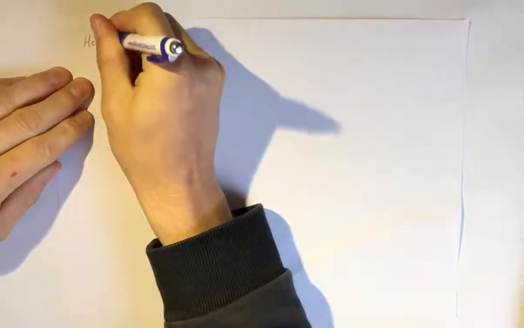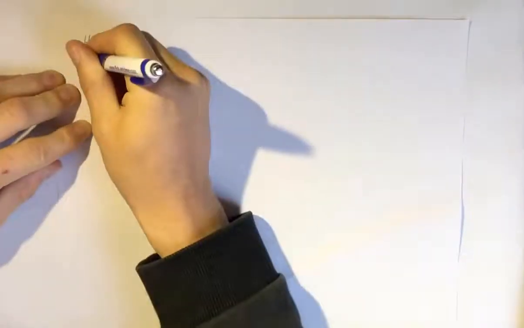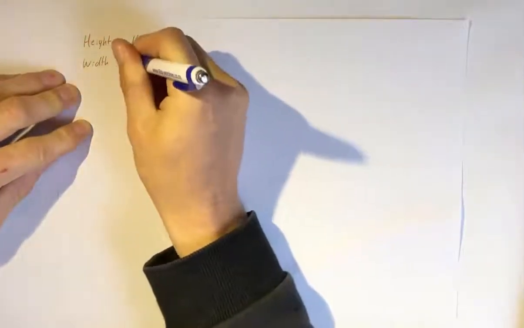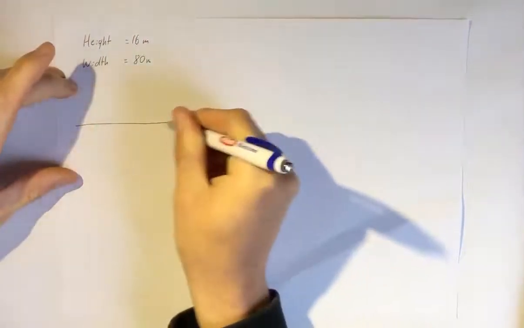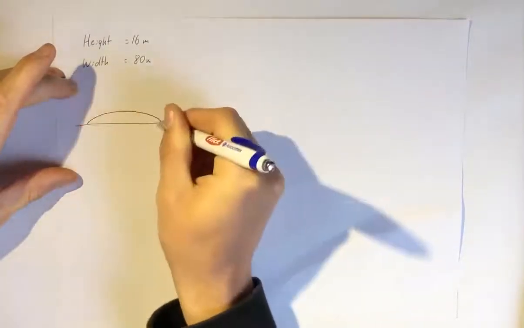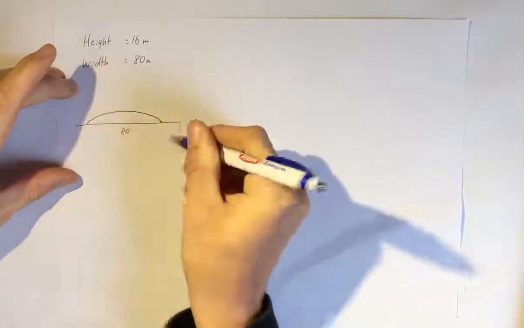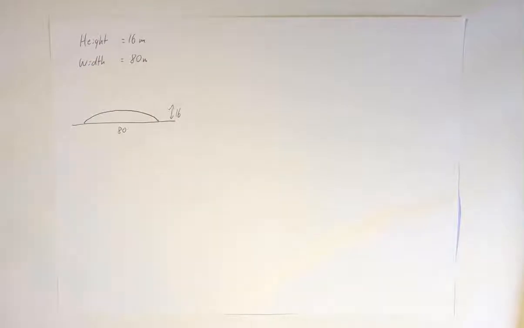I posted on the Google Classroom that I wanted you guys to find a circle and elliptical model for some given parameters. So I wanted a model for a height of 16 meters and a width of 80 meters. So when I drew this thing, it looked pretty similar to this, right? So 80 along there and 16 up there.